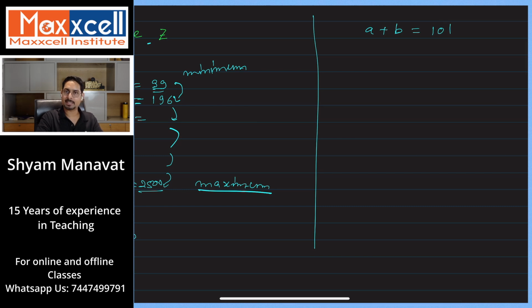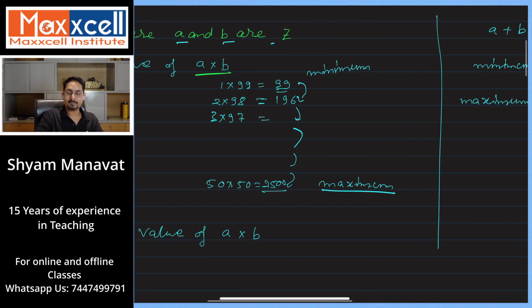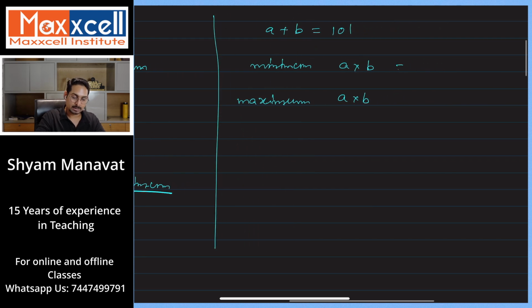Question is same. a and b are going to be integer. So what is the minimum value of a into b, and what is the maximum value of a into b? बताओ. So क्या सीखा हमने? Minimum value you will get when the values are as far as possible. So as far as possible, अगर हम लोग 101 को split करें तो क्या होगा ये?